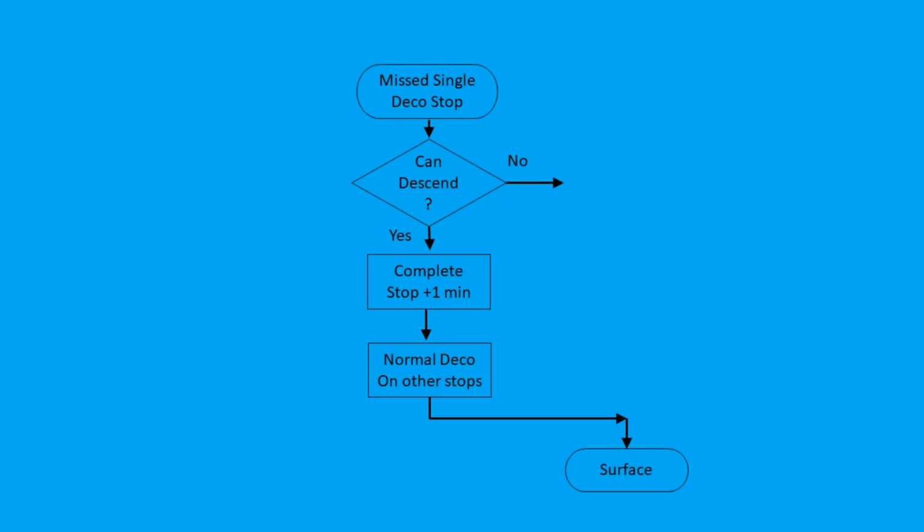Now let's take a look at the other side of the decision tree for whether or not you can descend. In the event that you cannot descend, you would want to combine the stop times for both the stop that you cannot descend to and also the current stop time. You would also want to conduct a 1.5 times longer decompression stop on any stops 20 feet or less. After completing all the extended decompression stops, you can then surface.